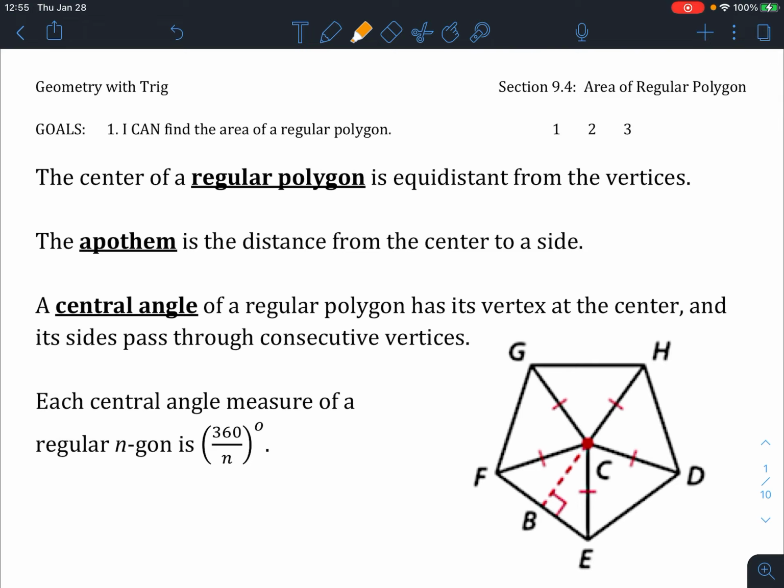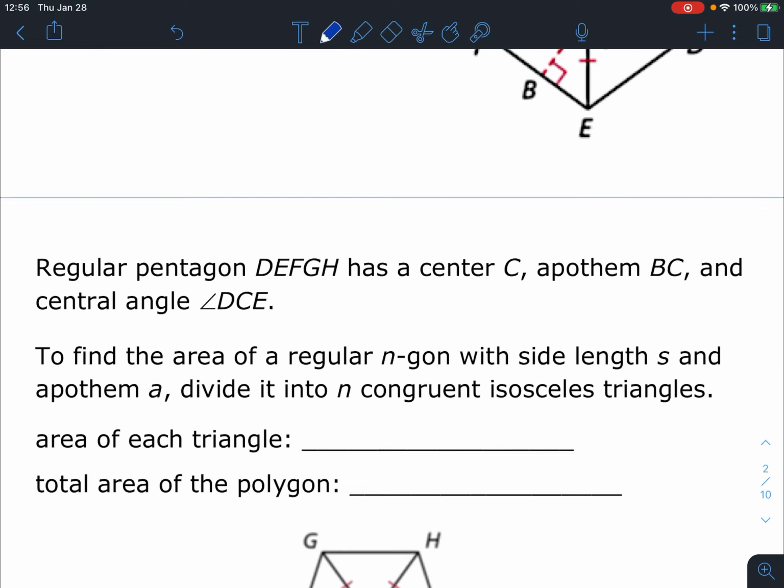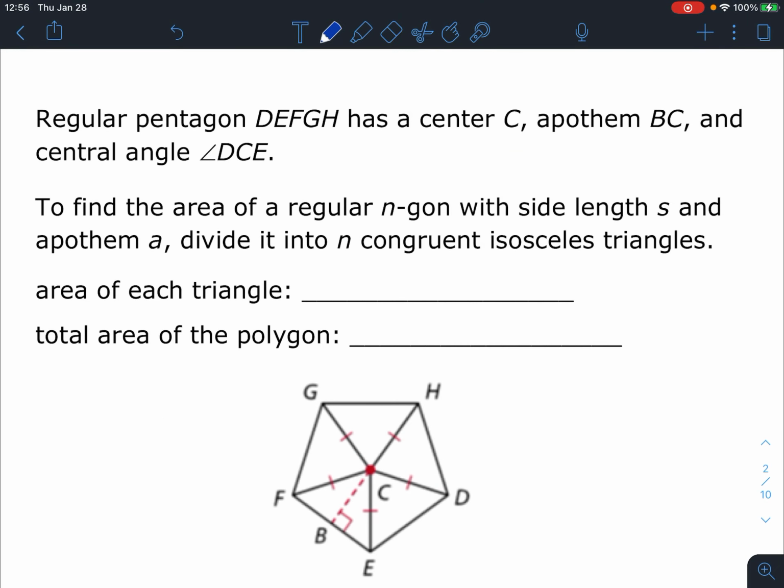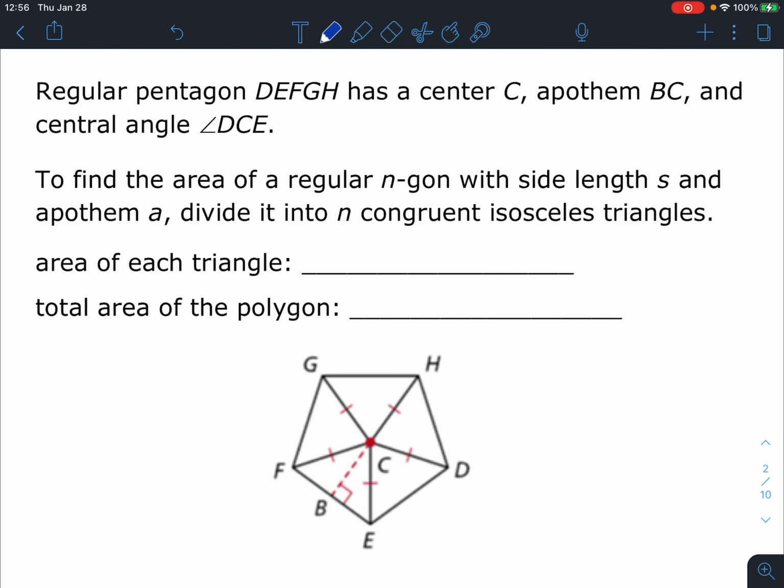A central angle of a regular polygon has its vertex as the center and its sides pass through consecutive vertices. So this would be one central angle. And in fact, this one would have 5 central angles because it's a pentagon, 5 sides. To find the measure of a central angle, you would do 360 divided by the amount of sides there are. Regular pentagon DEFGH has a center C, an apothem BC, and central angle DCE, or many others as well.